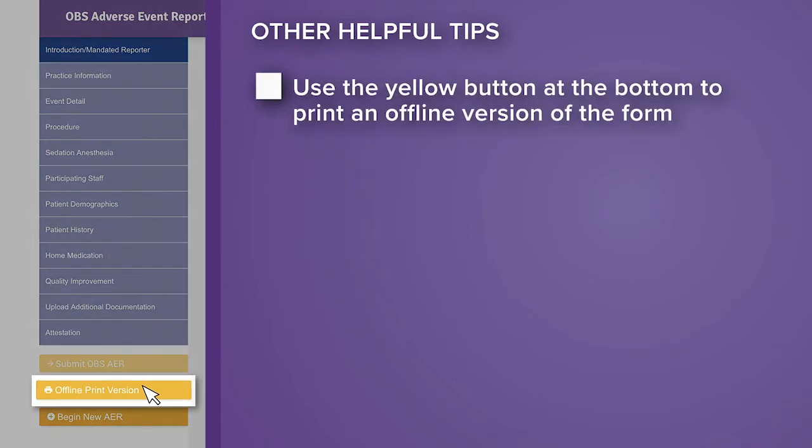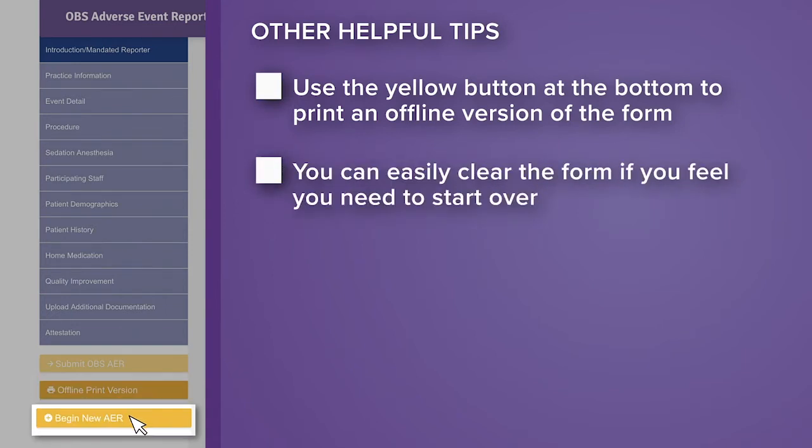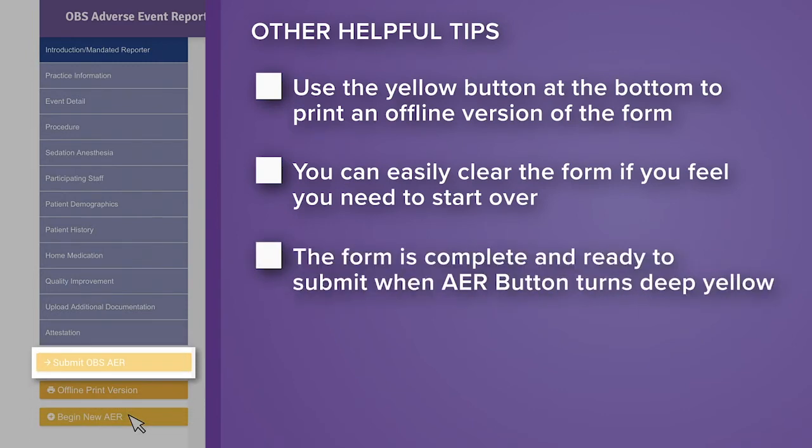Before attempting to fill out your first form, we recommend using the yellow button at the bottom of the navigation to print out an offline version of the form, which can be used to collect your information before committing to the form. You can easily clear the form if you need to start over or have input too much incorrect information to continue.